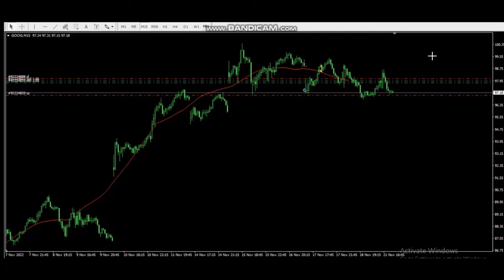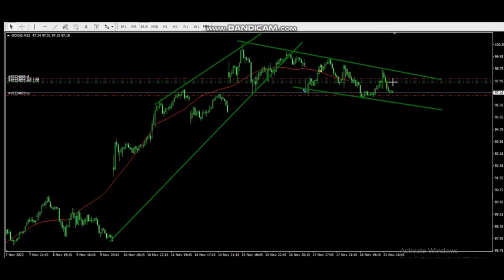The next trade was shared by Castro, or Global Instructor, who's trading Google CFD. And as you see, there was this uptrend that couldn't hold, and the price started to see rejection at the resistance area, and a downtrend channel is emerging.